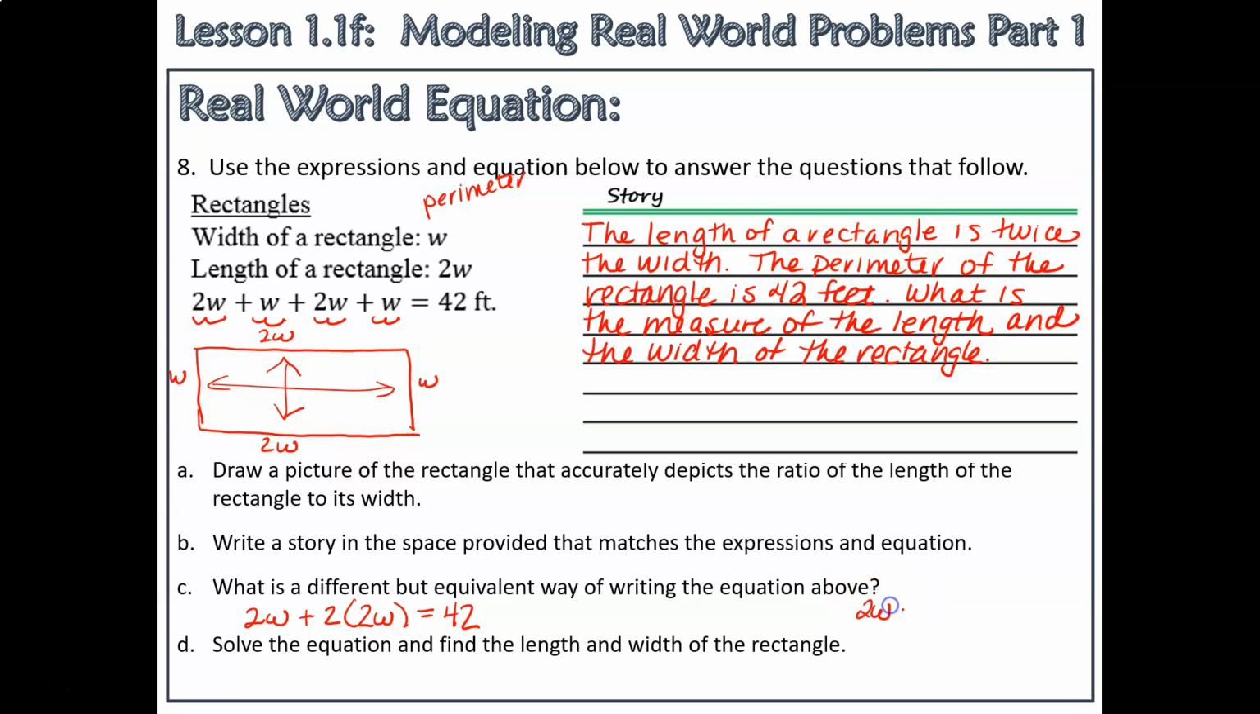So now let's solve it to find the length and width. So we have 2W plus 2 times 2W, which is 4W, equals 42. If we combine these, I have 6W equals 42. And after I divide each side by 6, I know the width is 7. And we know this is feet, right? 7 feet, that the length is 2 times that, or 14 feet.